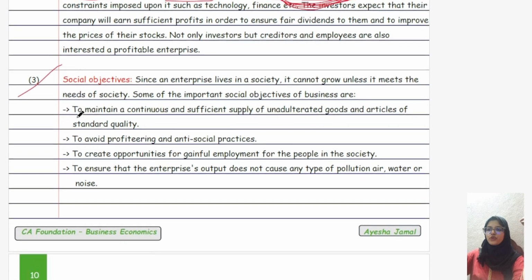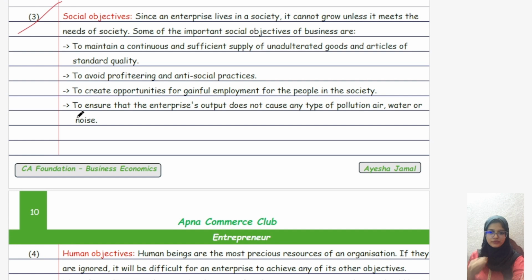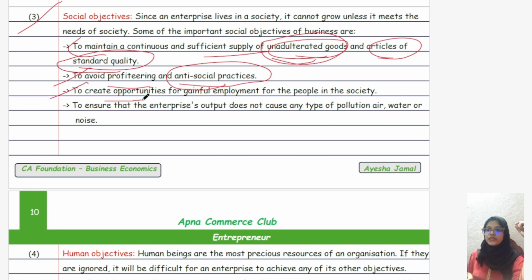Then we have social objectives, like a few objectives towards the society: to maintain a continuous and sufficient supply of unadulterated goods and articles of standard quality. Unadulterated goods means things like tobacco and alcohol should be banned; such things should not be produced. And articles of standard quality means good quality goods should be produced. And to avoid profiteering and anti-social practices, and to create opportunities for gainful employment for the people in the society.